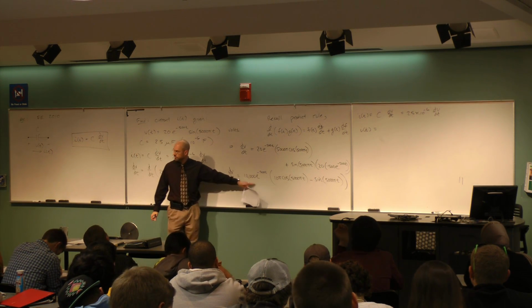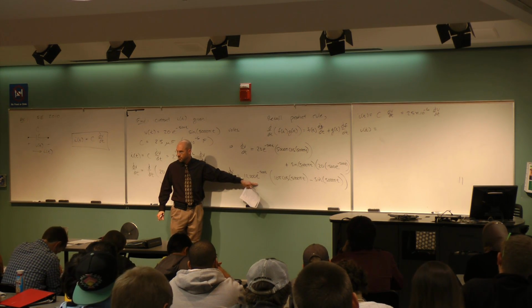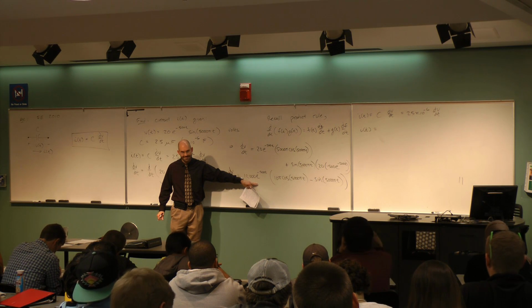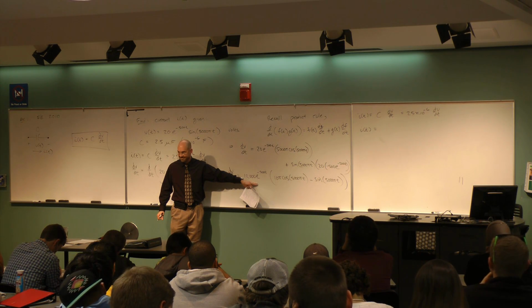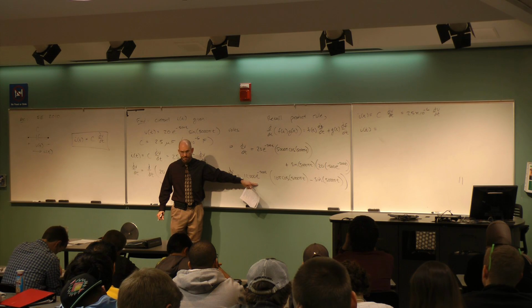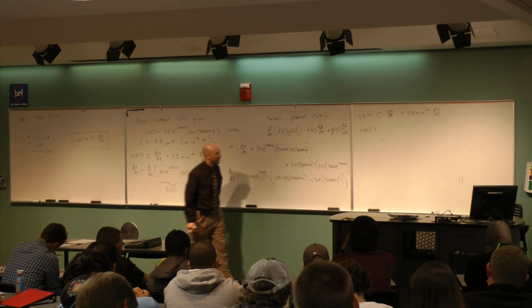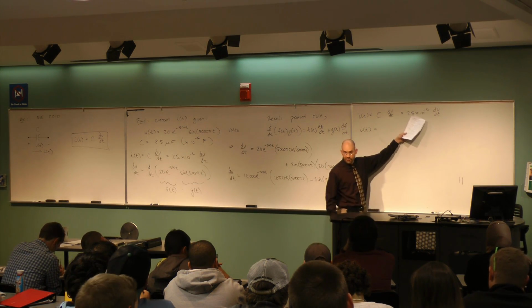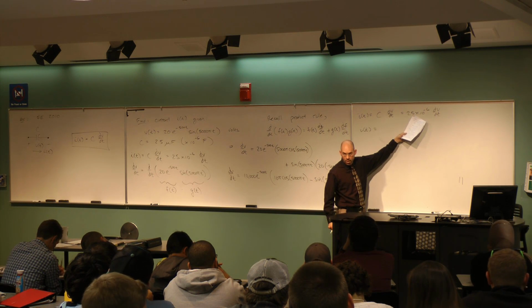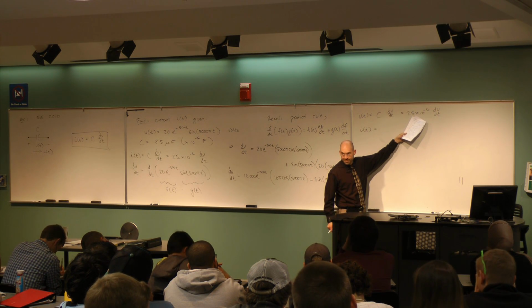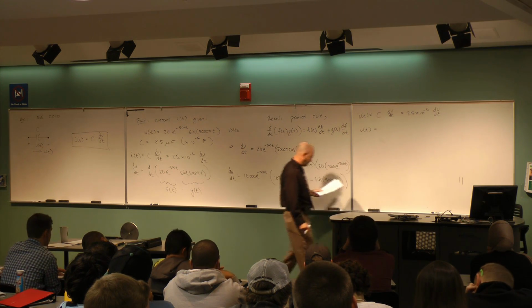10,000 is 10 to the what? 10 to what power is 10,000? It's 10 to the 4th, right? So this is 1 times 10 to the 4th. This is 25 times 10 to the minus 6. So I'm going to get what? 25 times 10 to the minus 2, right?